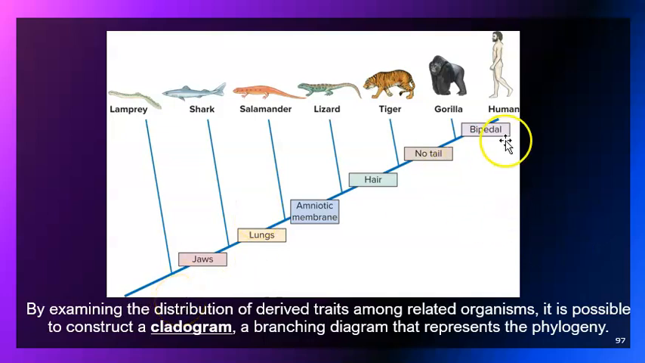So if we went from bipedal organisms to organisms with no tail to organisms with hair, and that being the evolutionary branch where suddenly now organisms have hair, then we get to organisms that have an amniotic membrane. Now we're starting with organisms that actually have lungs, back to the evolution where jaws were developed after lampreys. So this is just a way to trace evolutionary change in kind of a family tree.